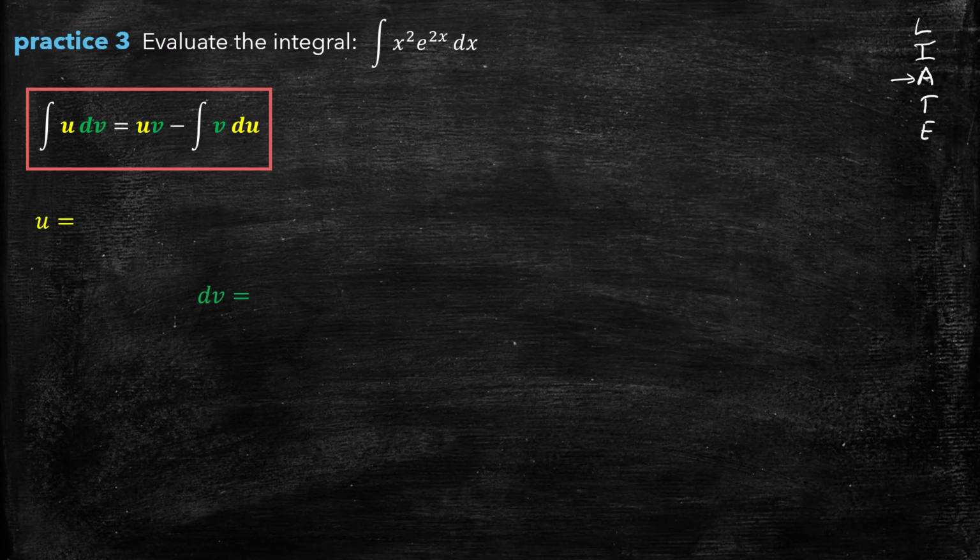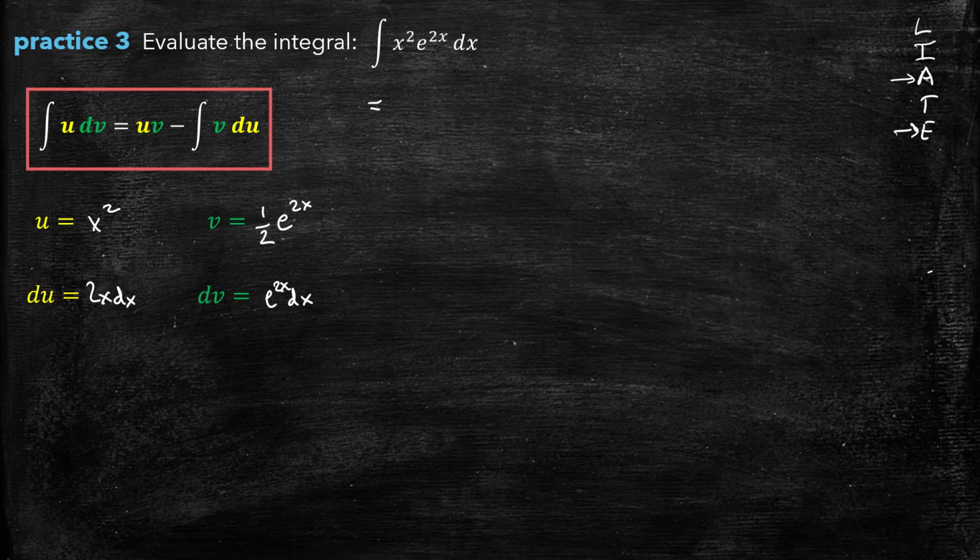Making u the exponential function is the last, right? The last of the options. So we are going to go for u equals x squared, which means dv is e to the 2x dx. And therefore du is 2x dx, and v will just be, so the antiderivative of e to the 2x will have to be half e to the 2x.